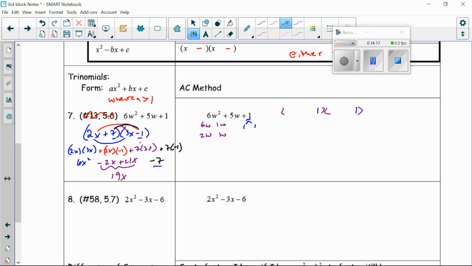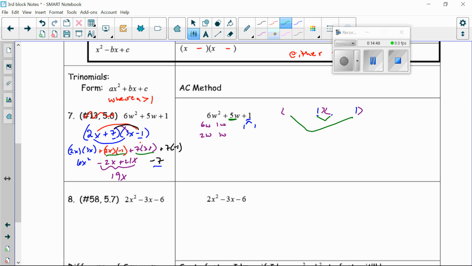So now it's just a matter of when I take these inside 2 terms and these outside 2 terms, those are going to combine in the middle to give me my middle x value term. So right now I have 1 and 1. I need that to get to 5. All right, so a combination of these numbers multiplied with my 1s should get me 5.